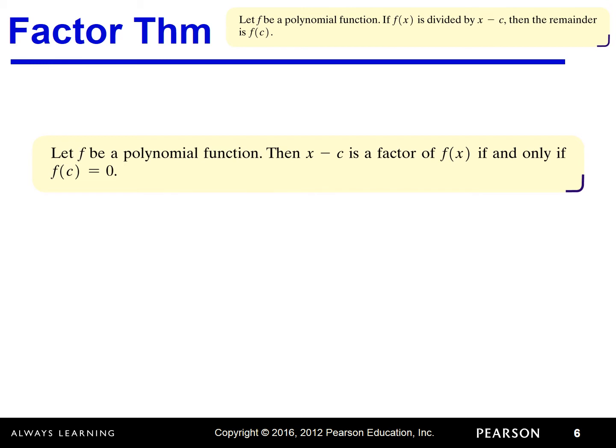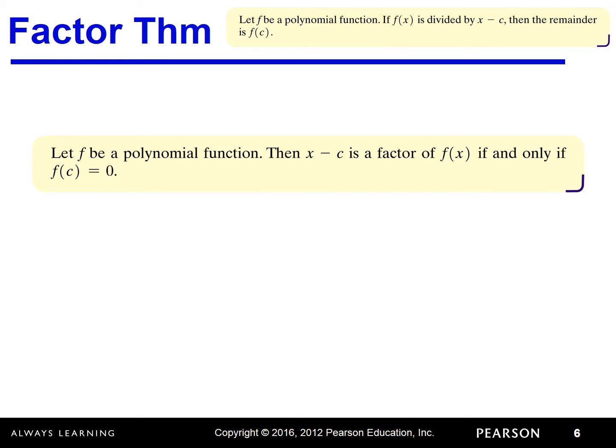Let f be a polynomial function. Then x minus c is a factor of f of x if and only if f of c equals 0, the very important factor theorem. Okay, so x minus c is a factor of f of x if and only if f of c equals 0.